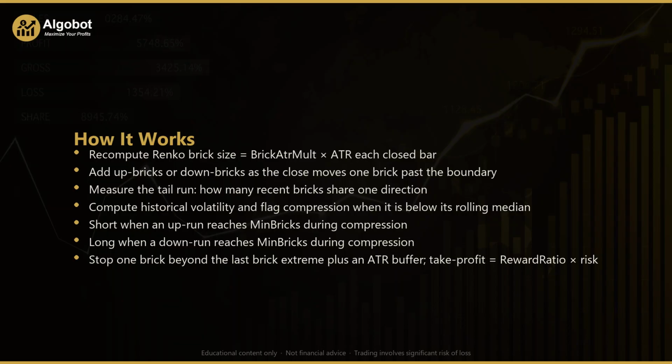Now the entry logic. Two conditions must line up. The run of same direction bricks must reach at least the minimum bricks setting, which defaults to 5, and volatility must be compressed at the same time. If the recent bricks are all pointing up and both conditions are met, the strategy reads the up move as exhausted and prepares a short. If the recent bricks are all pointing down and both conditions are met, it reads the down move as exhausted and prepares a long. In other words, it fades the tired move into a quiet tape.